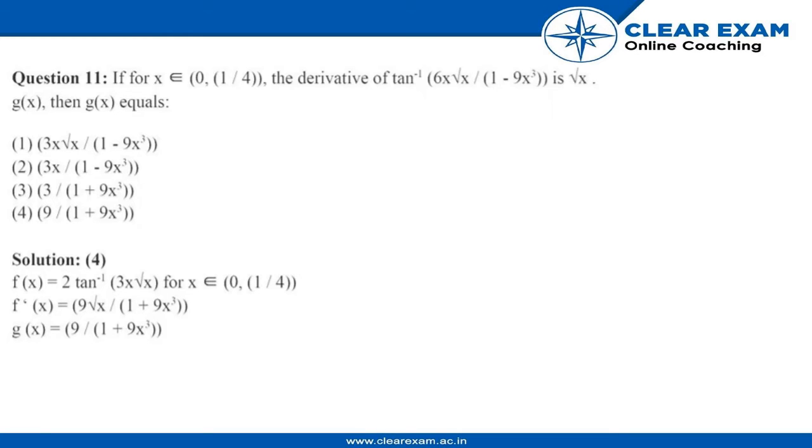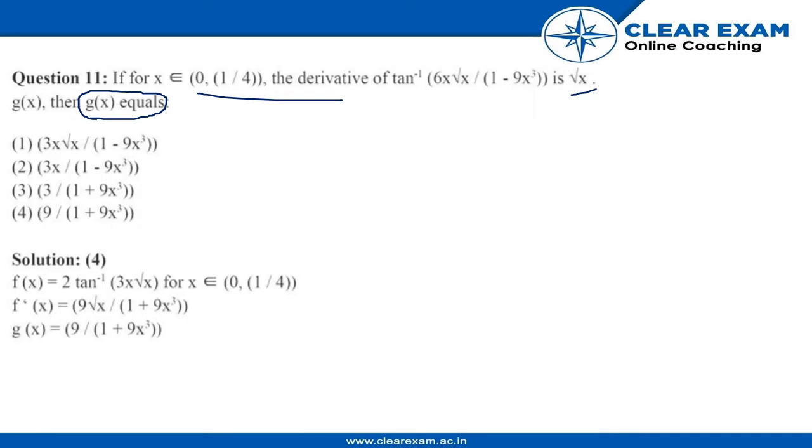Hey guys, we will be solving question number 11, and the question states that if for x belongs to the interval 0 to 1 by 4, the derivative of tan inverse 6x root x upon 1 minus 9x cube is root x, then the value of g(x) has to be calculated.